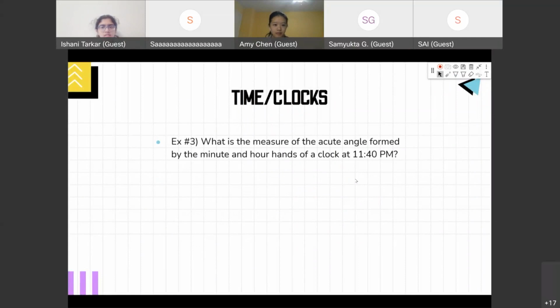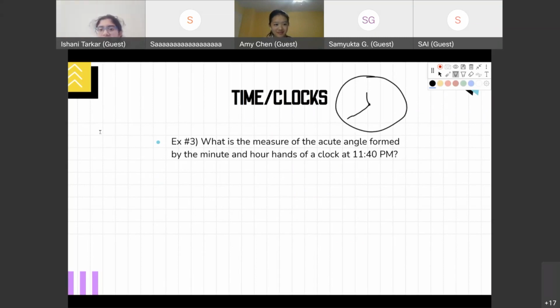Okay. Well, Example 3. What is the measure of the acute angle formed by the minute and hour hands of a clock at 11:40 p.m.? So to solve this problem, we need to figure out what the degree measure from 0, which would be 12 midnight, is for the hour hand and for the minute hand at exactly 11:40 p.m.